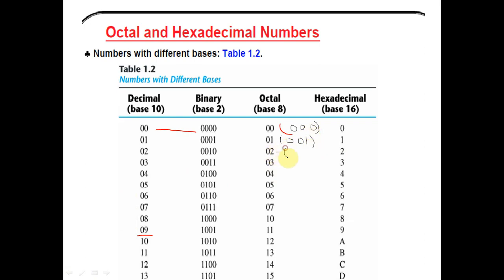2 is represented as 010. Why is it represented as 010? Because in the octal number system only 8 digits are used and the last number is 111. So only 3 bits are required for the representation, not 4 bits, because the 4th bit would only be 0. So I discard it and write only 000, 001, 010, up to 111.